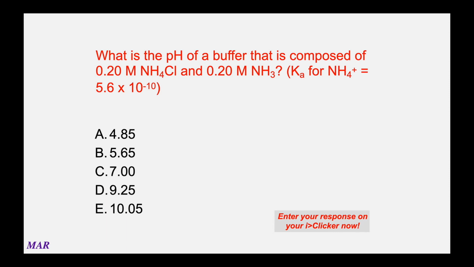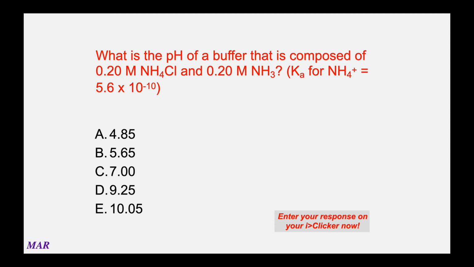What would be the pH of a buffer that has 0.20 molar ammonium chloride and 0.20 molar ammonia? And it gives the Ka for ammonium there, 5.6 times 10 to the minus 10th. There are a couple different ways to solve this problem. I would recommend using the Henderson-Hasselbalch equation because it's a very quick way to find the pH of a buffer system. So I recommend that you pause the video, work on this a little bit, and when you're ready to talk about the answer, unpause the video.